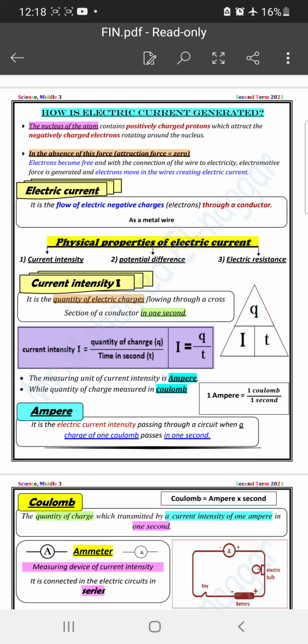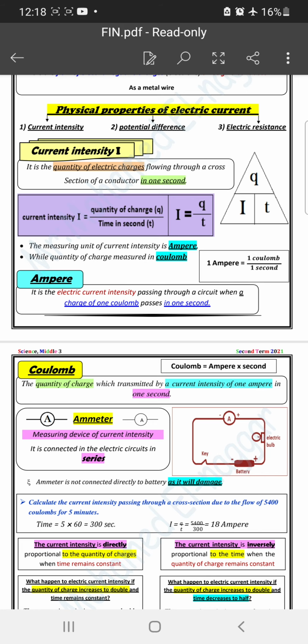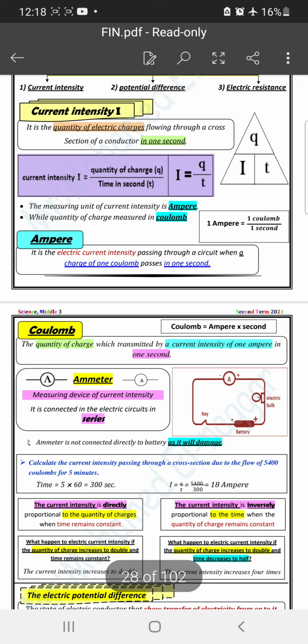The physical properties of electric current, we have three properties. The first one, current intensity, then potential difference, and electric resistance. First one, current intensity, is considered the quantity of electric charge flowing through a conductor in 1 second.